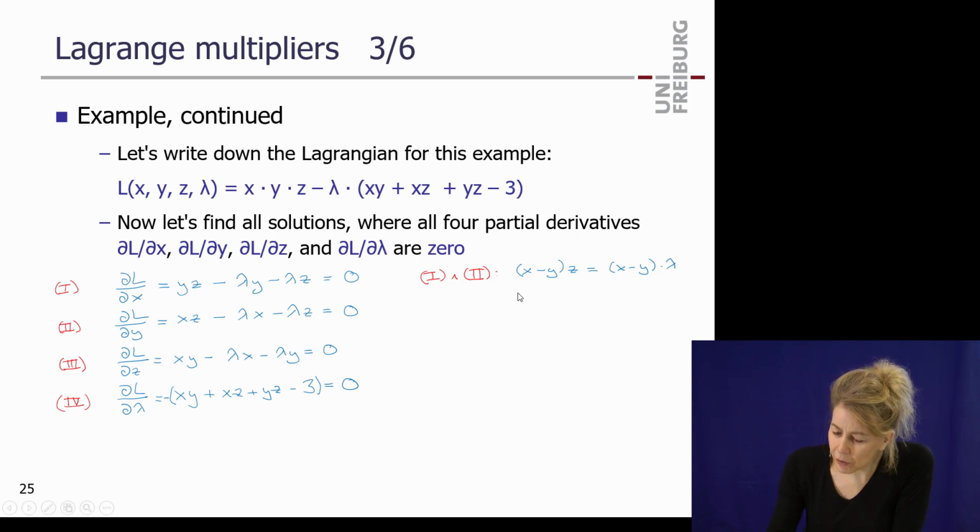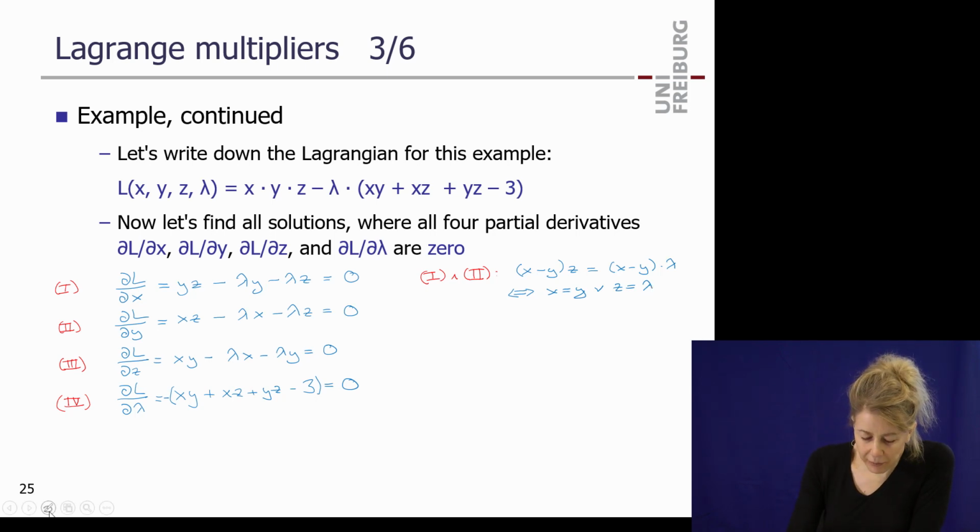This is just solving a system of equations by some creative idea. When does this happen? When is (x minus y) times z equal to (x minus y) times lambda? It either happens when x is equal to y, right? Then it's 0 here, and it doesn't matter what z or lambda is, or if they are not equal, z is equal to lambda.